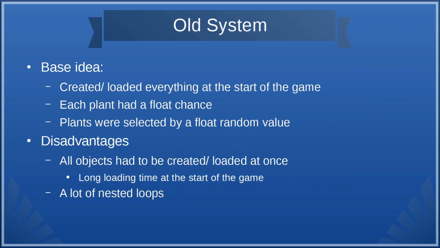The base idea of the old system was to create or load everything at the start of the game. Each plant had a float chance and they were all selected by a random float value. This had the disadvantages that all objects had to be created or loaded at once, which resulted in a long loading time at each start of the game, especially at the first start. Also there were a lot of nested loops in the source code.